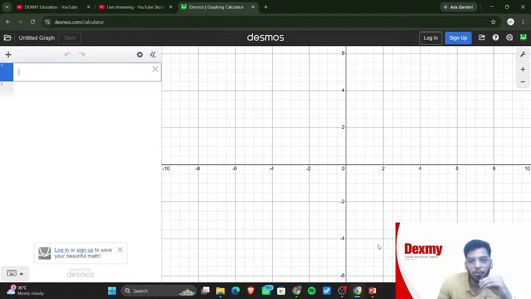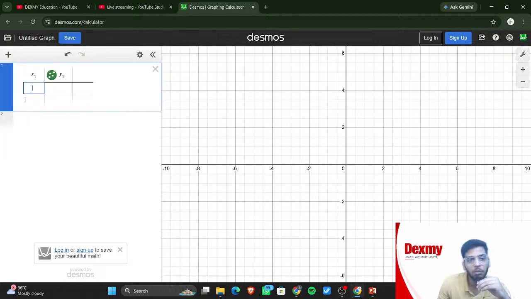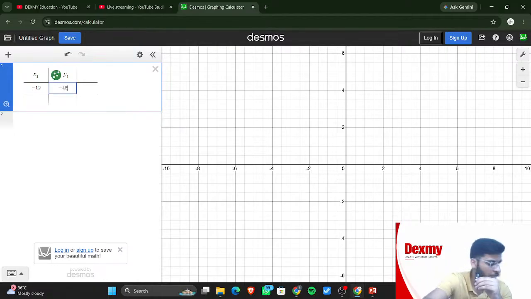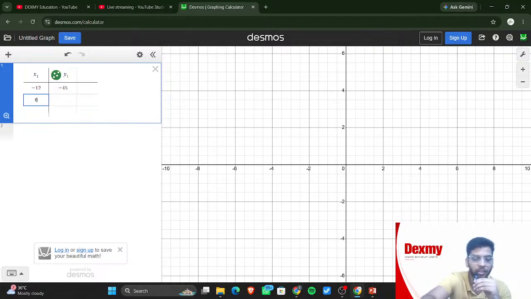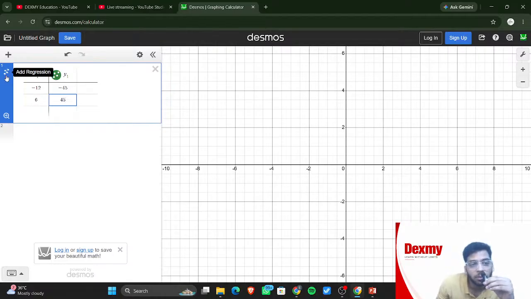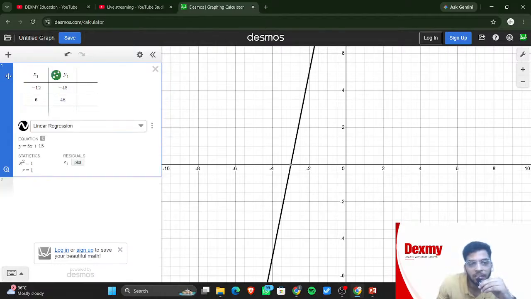So for these type of questions where we have coordinates, what you have to do, you have to go to this plus part, add this, and go to the table part. And then you have these x1 and y1 coordinates here. So fill those coordinates. The values of the coordinates were minus 12 and minus 45 and then 6, comma 45. So you can put the value here. And what you'll do, you can simply, there's the add regression option, add the regression, then you'll get your line.